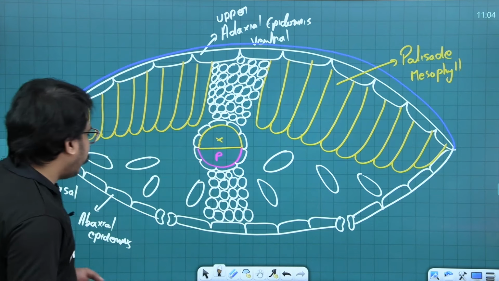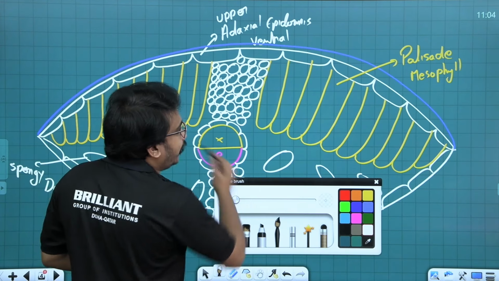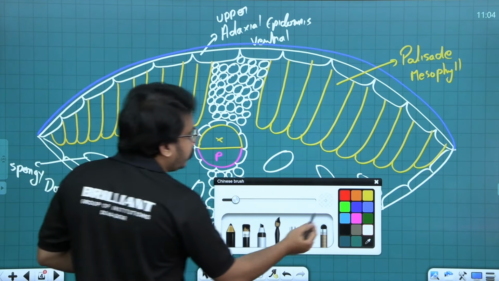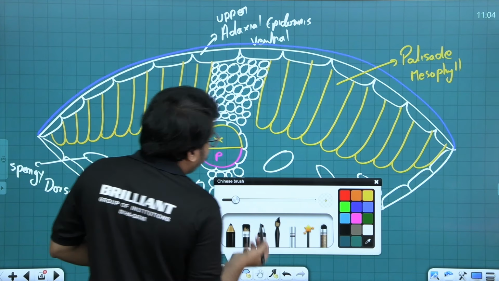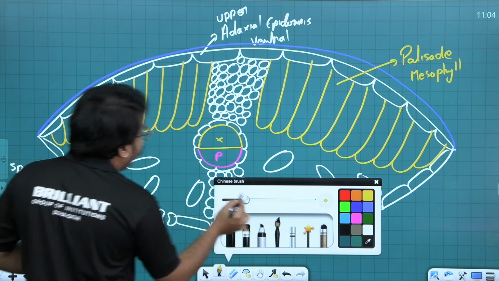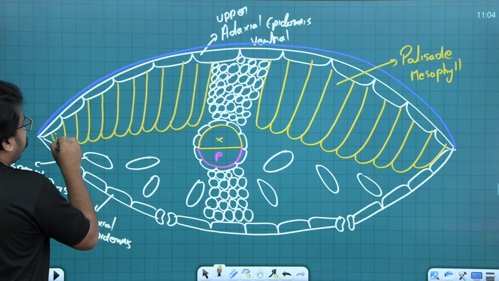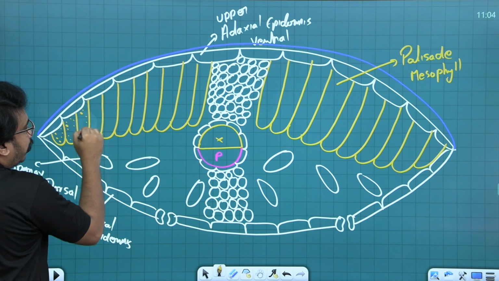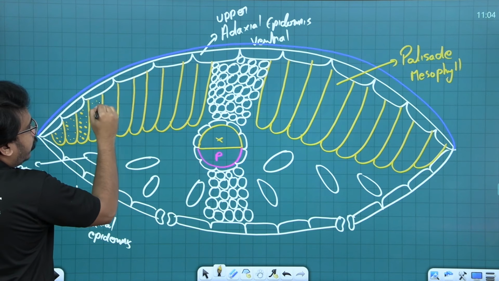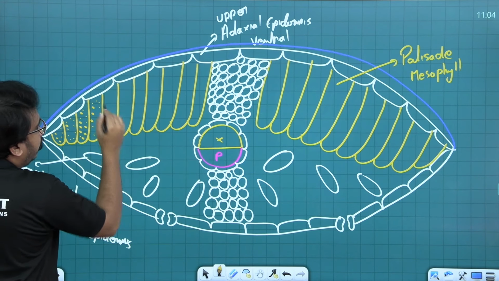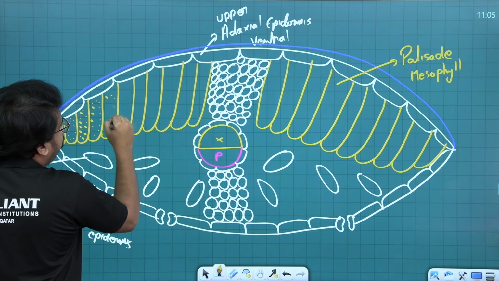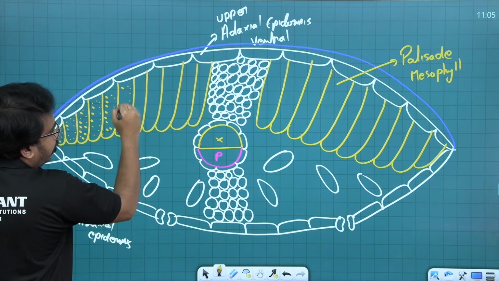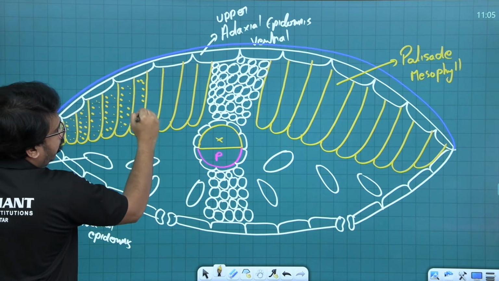So here, for photosynthesis, the carbon dioxide should reach the site of photosynthesis. The main site of photosynthesis is what? Chloroplast. So I will just put some yellow dots representing the chloroplast. Understand, a greater number of chloroplasts is located in the palisade mesophyll, and they also occur in the spongy mesophyll. So these yellow dots that I am putting represent the chloroplast.